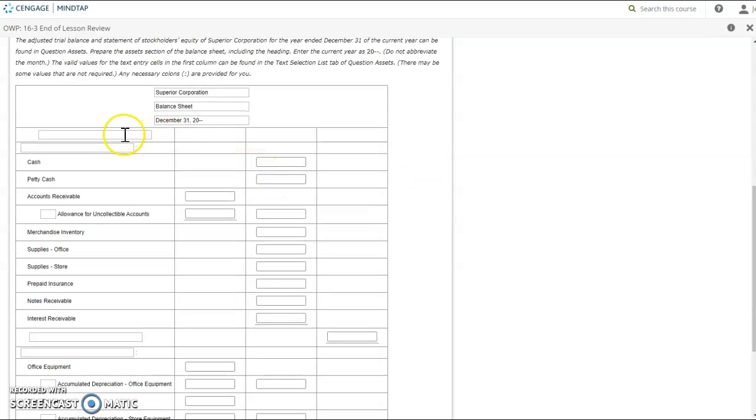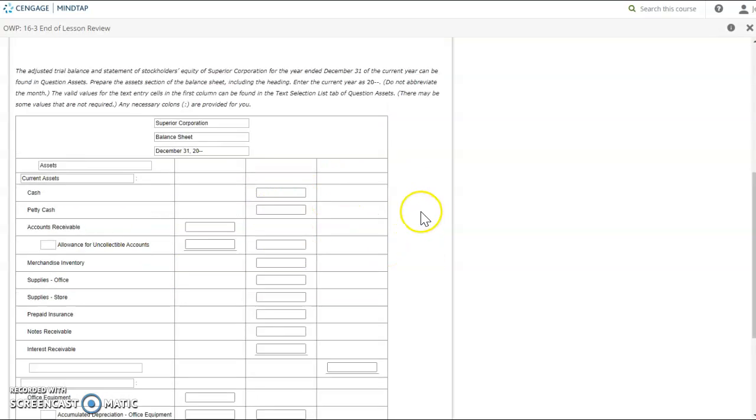Okay, next we're going to start with our assets section. So I'm going to label that as assets. And we actually have two sections underneath our assets. We're going to have our current assets first. Okay, and they have those listed, and we are simply going to put in those numbers.